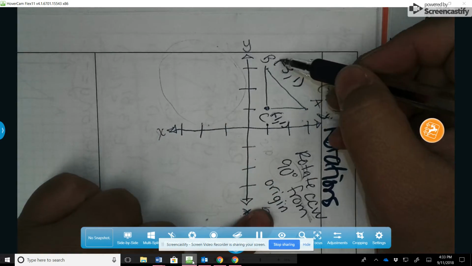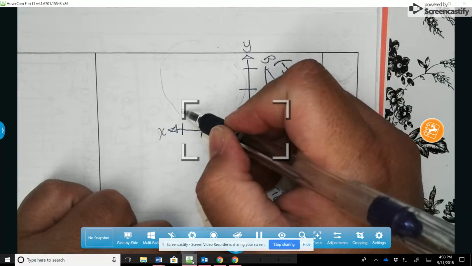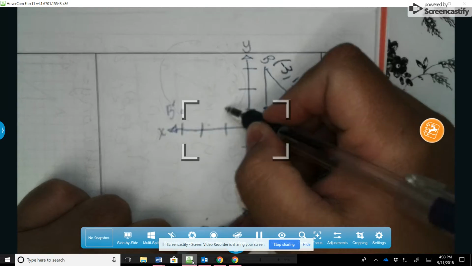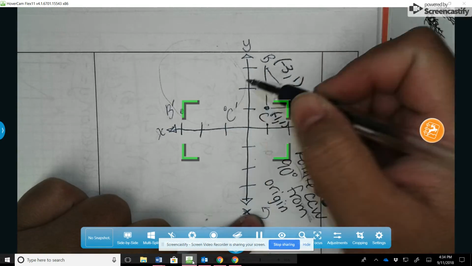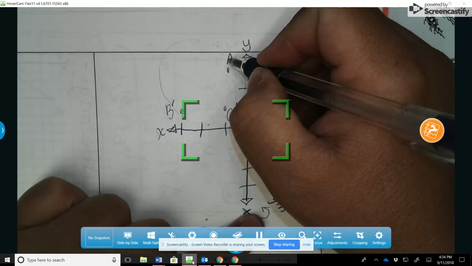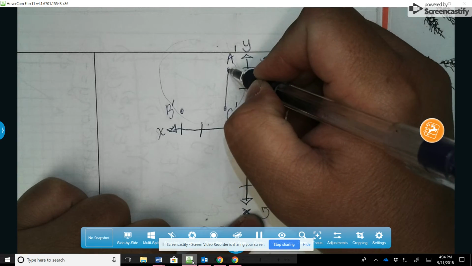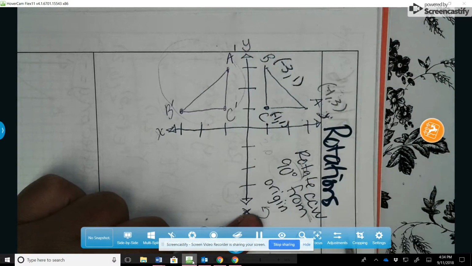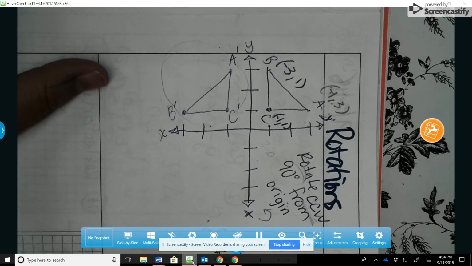So go ahead and graph B, -3, 1. This is now B prime. C is -1, 1. This is now C prime. And A is -1, 3. So that is my A prime. When you connect those, you now have your rotated triangle.